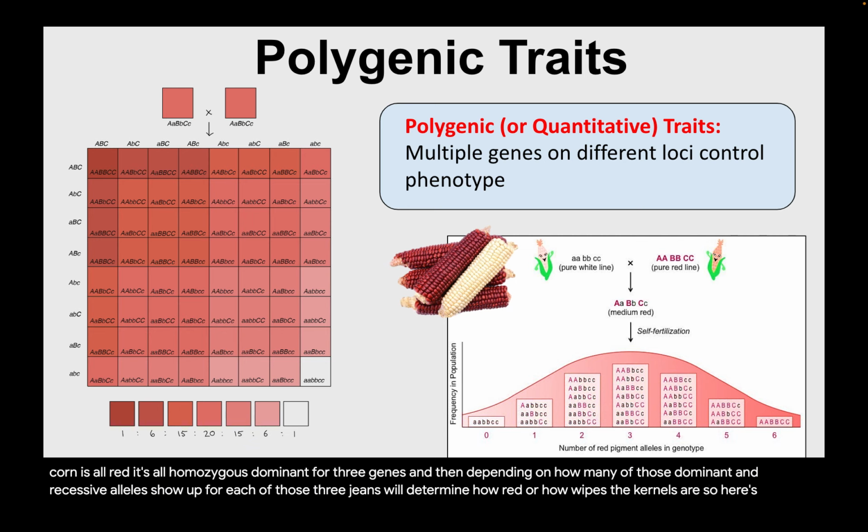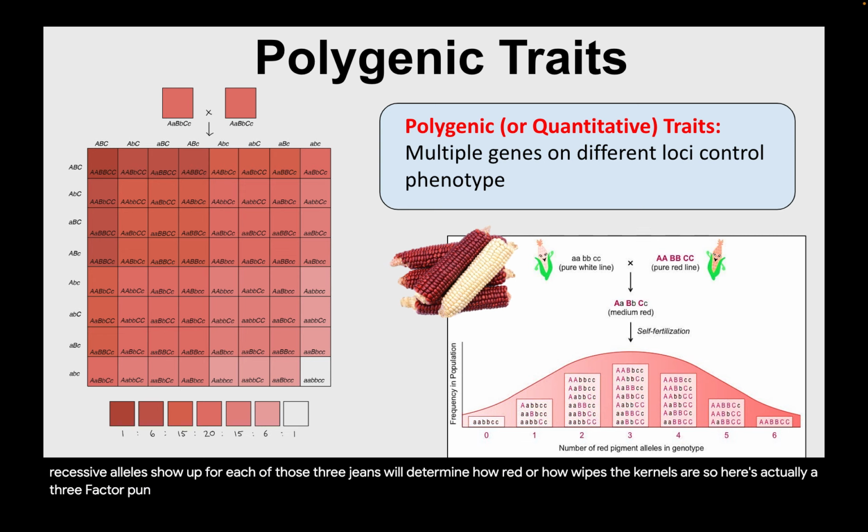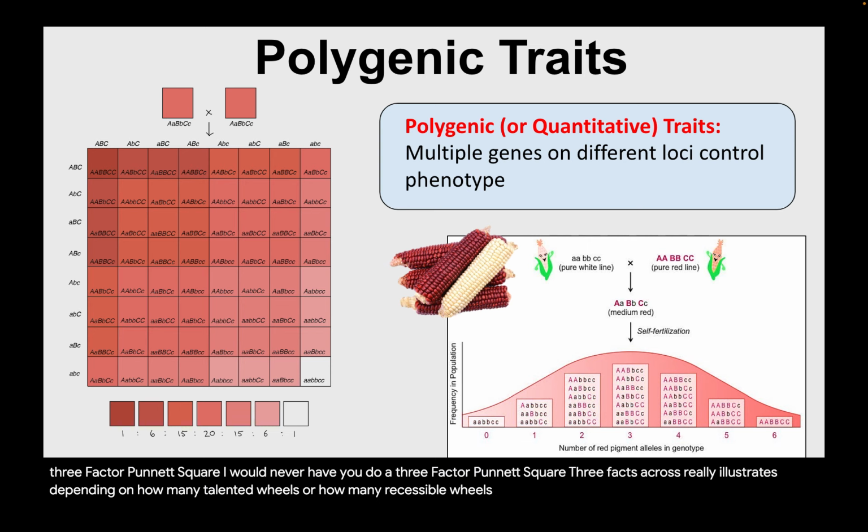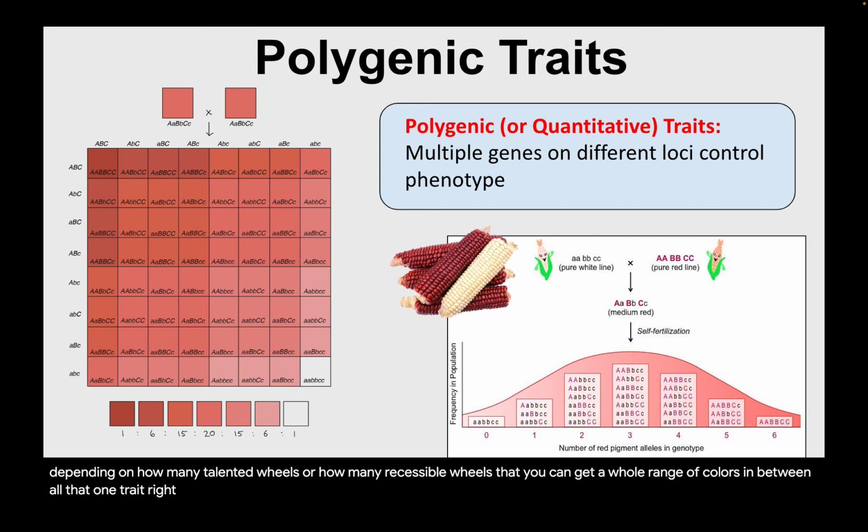So here's actually a 3-factor Punnett square. I would never have you do a 3-factor Punnett square. I believe you could do it, but it's very tedious, and I don't see a point to it. But I think this 3-factor cross really illustrates that depending on how many dominant alleles or how many recessive alleles, you can get a whole range of colors in between. But it's all that one trait, so those 3 genes influencing that one trait.